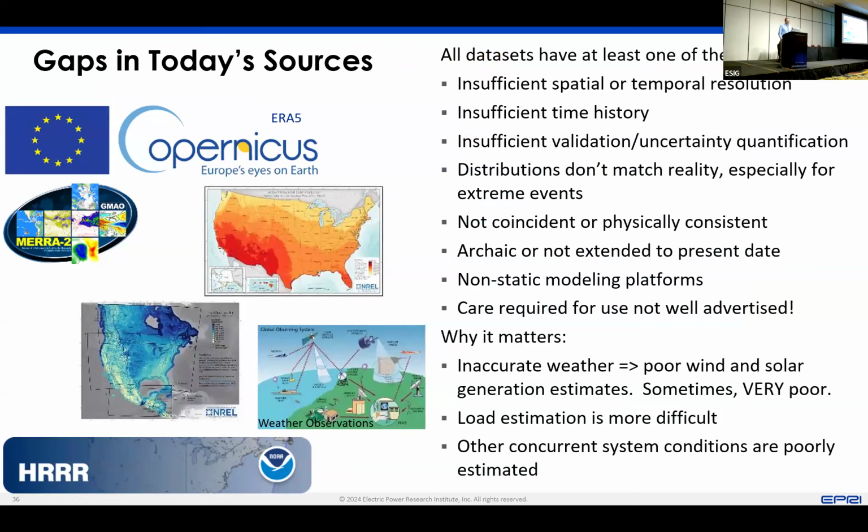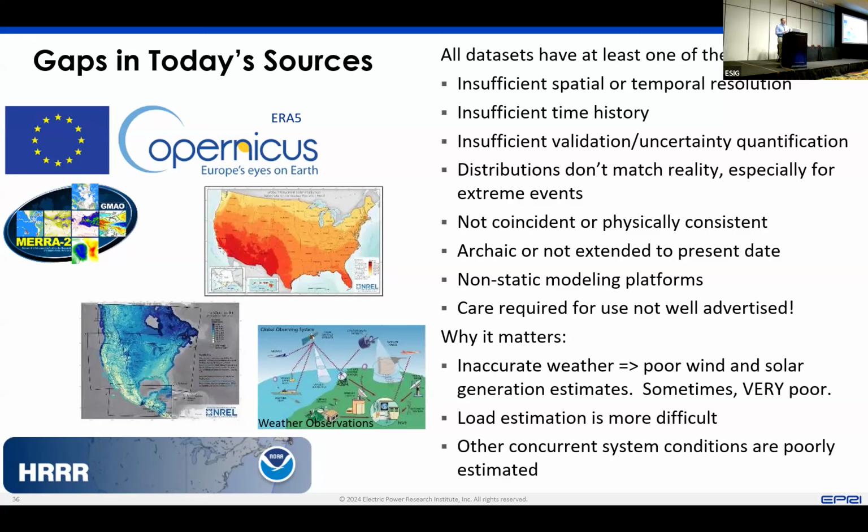They have insufficient spatial or temporal resolution. They have insufficient time history. They're insufficiently validated, and their uncertainty isn't clearly quantified. Their distributions don't typically match with reality, especially for extreme events. They don't tend to all be physically consistent or coincident. Now, I'm not saying that every data set has all of these problems, but every data set has some of these problems. Many of them are archaic or not extended to the present date.